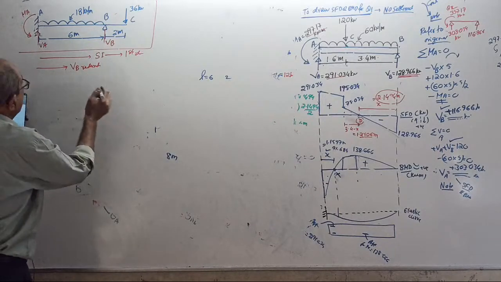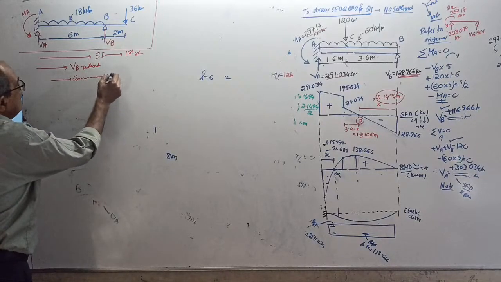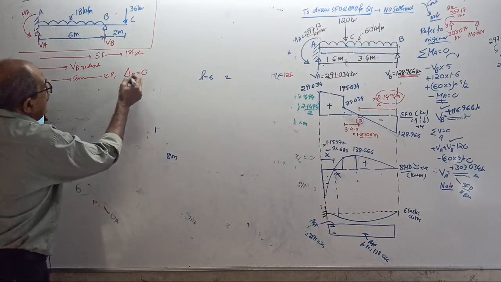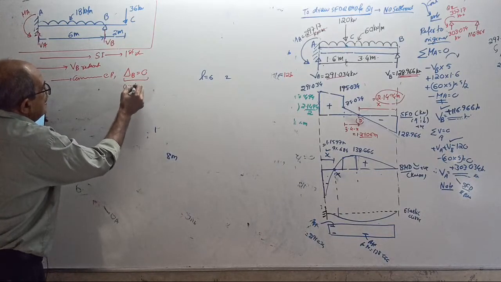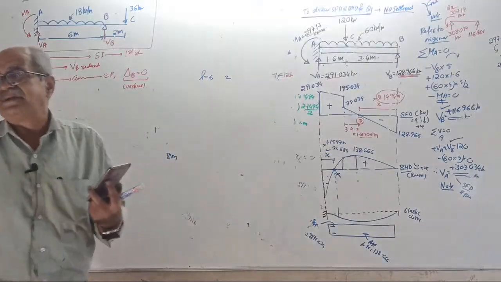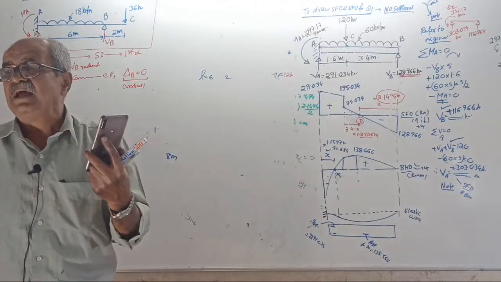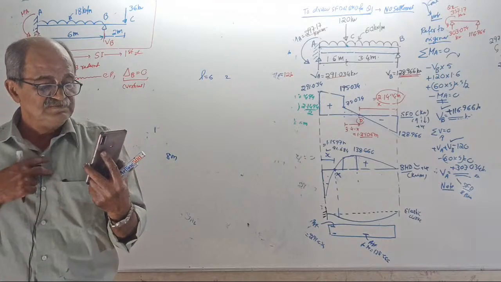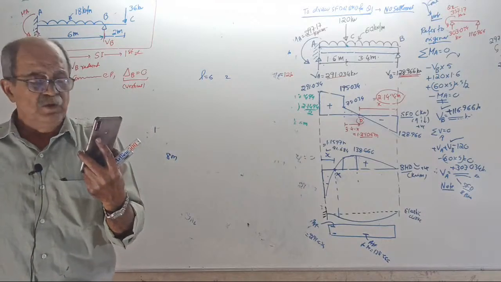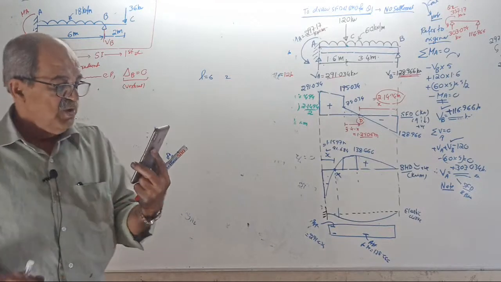Now, therefore, the compatibility condition to be satisfied at B is that the displacement at B, delta B, the vertical deflection, is equal to zero. Correct? Vertical deflection equal to zero. Tell yes or no. Yes.